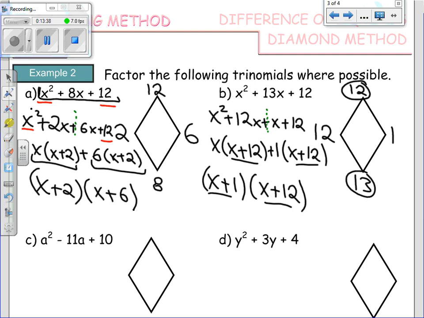Next one. What goes on the top of the diamond? What goes on the bottom? Equals 21. You want things that multiply to be what number? Multiply to be 10, add to be negative 11. Negative 11. What multiplies to be 10 and adds to be negative 11? Josh. Negative 10 and negative 1.